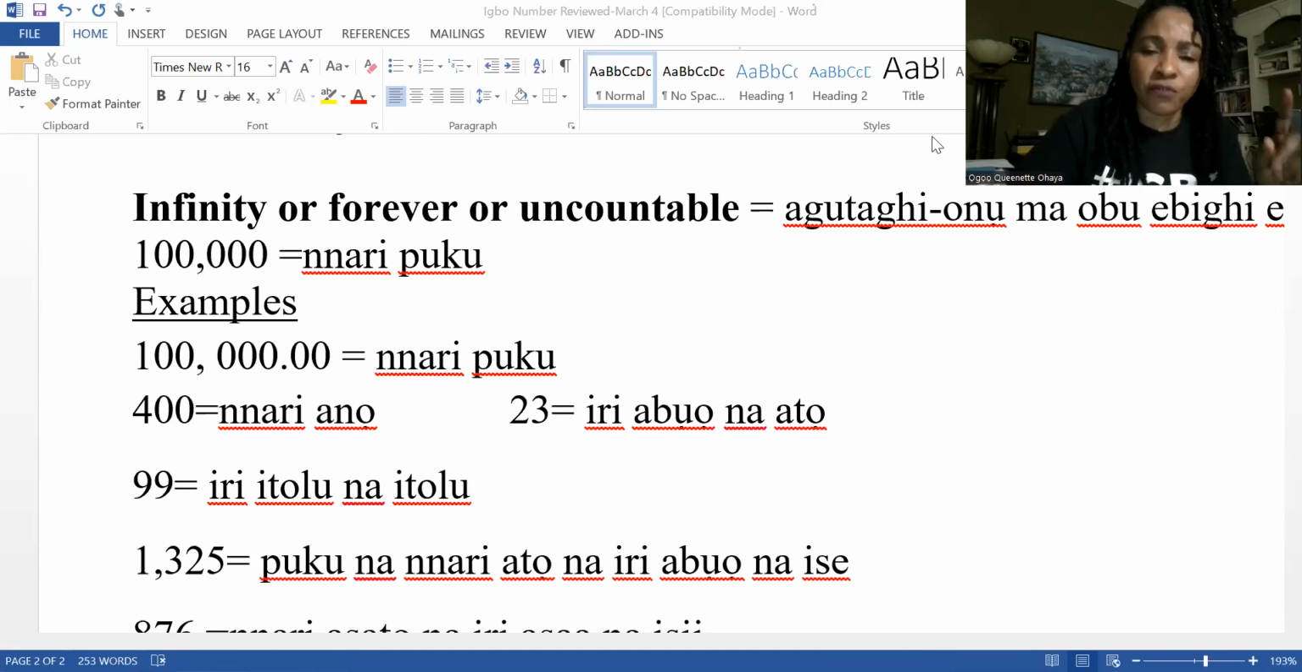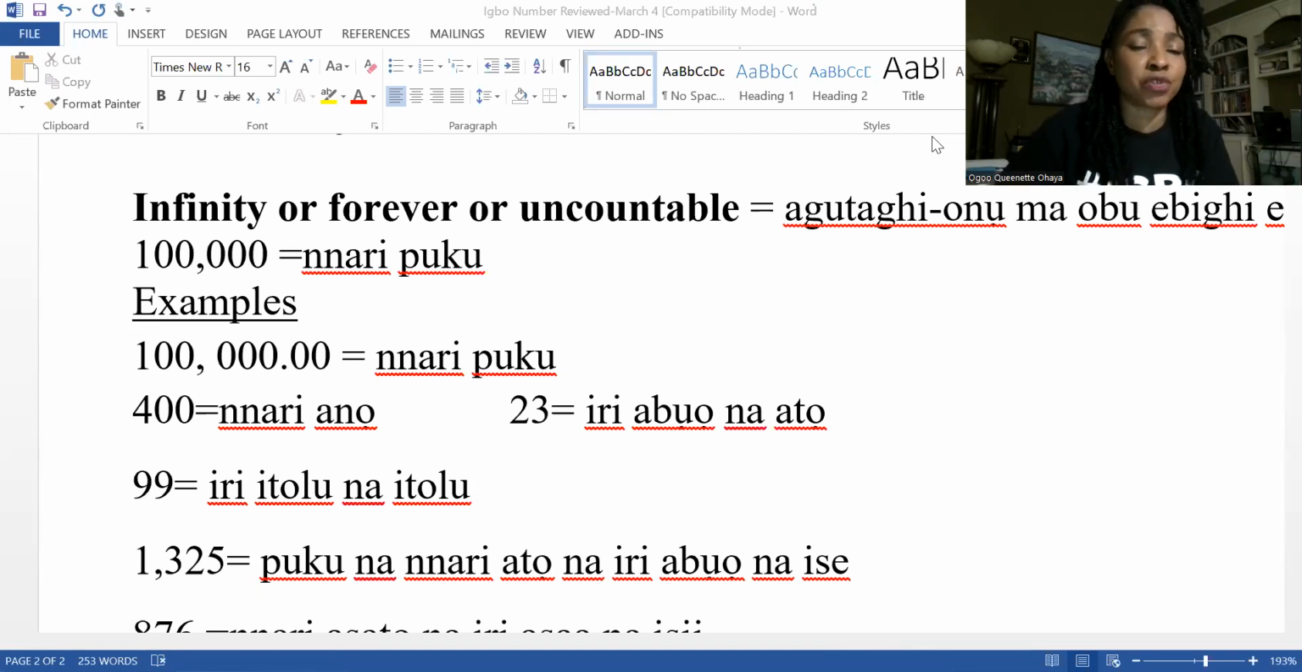You need to know it. Ofu, there you go. So 11 will be Iri na Ofu, not Iri na Abụọ. Iri na Abụọ is 12. Now say Puku na narị iri na otu. You got it, but you need to know your numbers. So you can say Iri na Ofu, no problem. Otu and Ofu are the same.